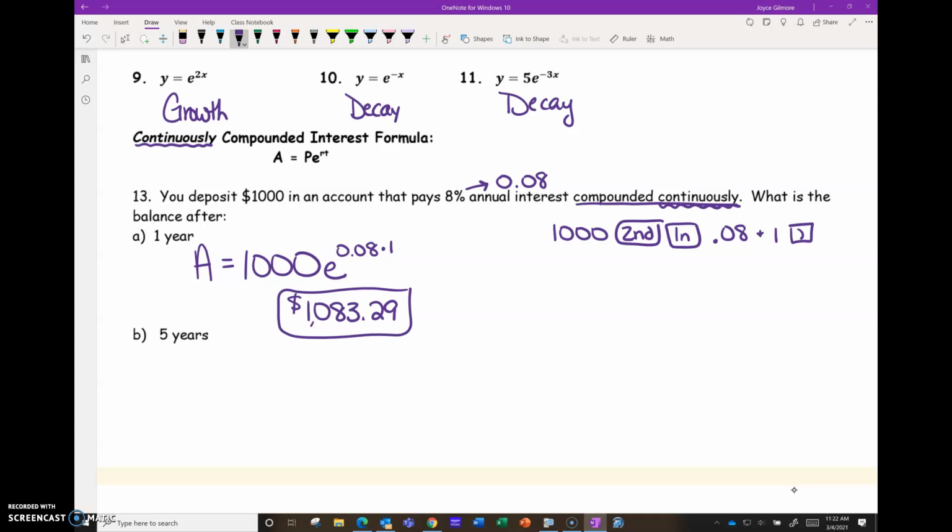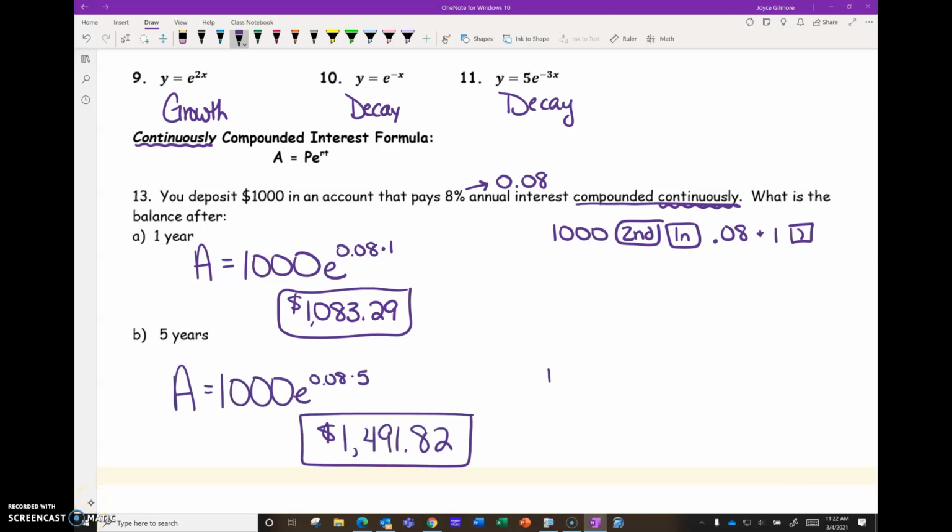Pause the video, try 13B on your own. Same problem, $1,000, 8% annual interest, but this time 5 years. On your calculator screen, it should look like 1,000 e, and then this little caret, parentheses, 0.08 times 5. Close your parentheses, and you should get $1,491.82.